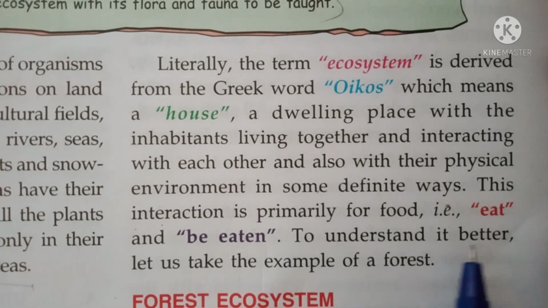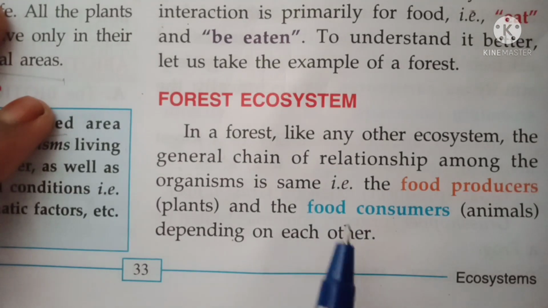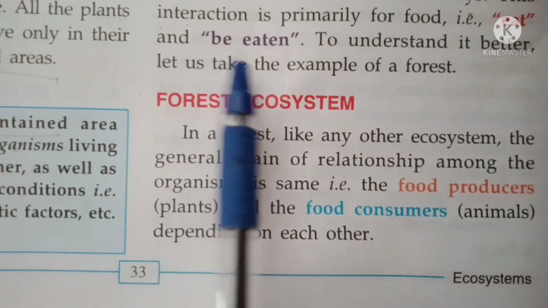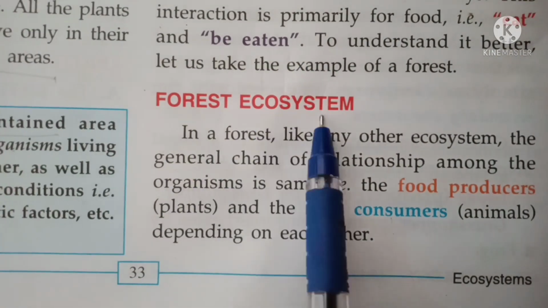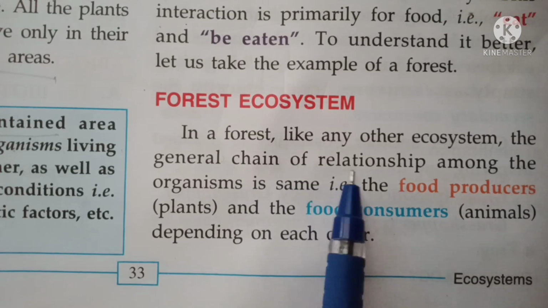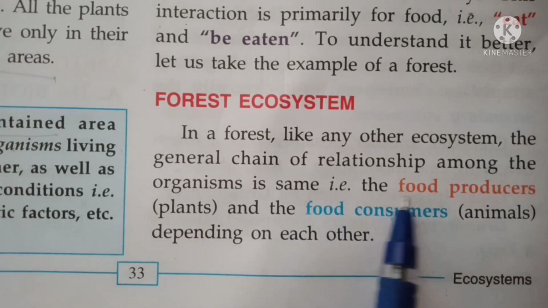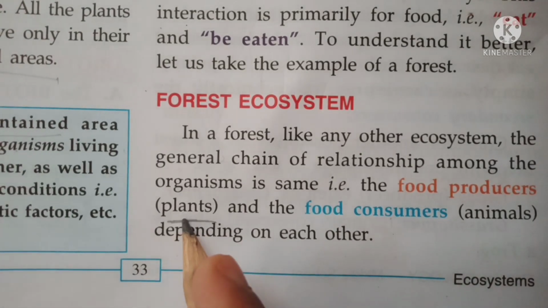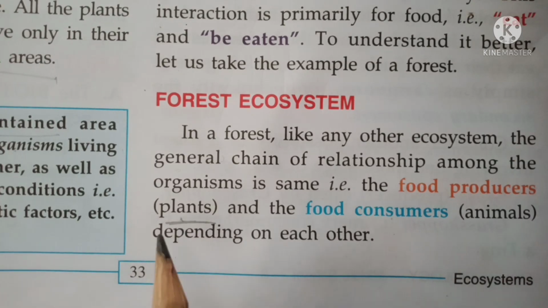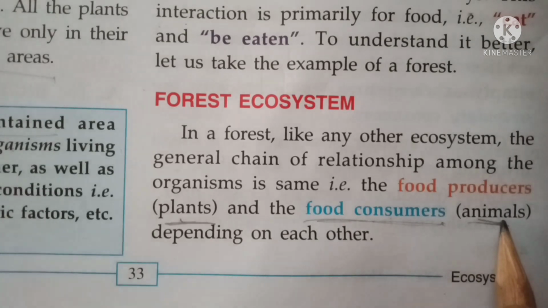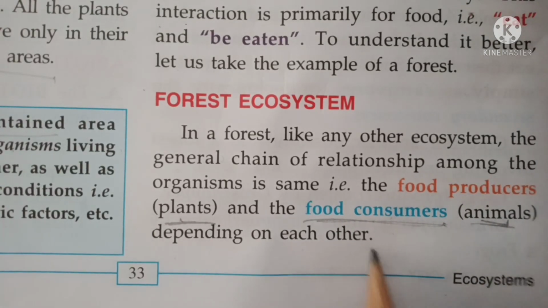To understand it better, let me take an example of a forest. This example is very good for understanding eat and be eaten. So let me take the forest ecosystem. In a forest, like any other ecosystem, the general chain of relationship among the organisms is the same, i.e. food producers, the plants. Who are the food producers? The plants. Plants can prepare their own food by themselves, without taking help from others. And who are the food consumers? Animals. They depend upon each other.